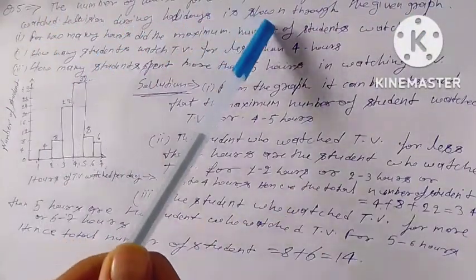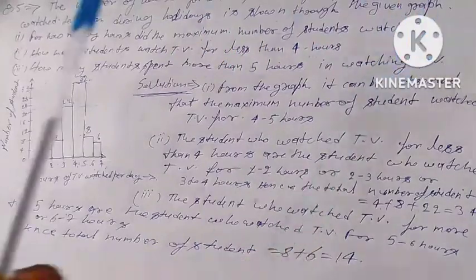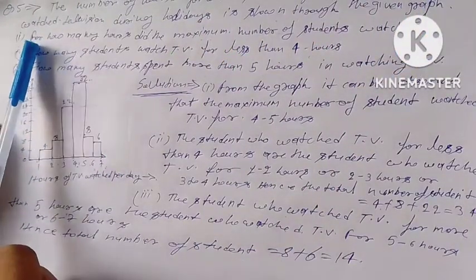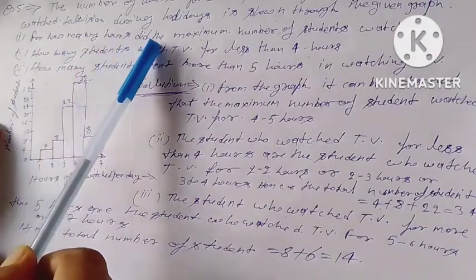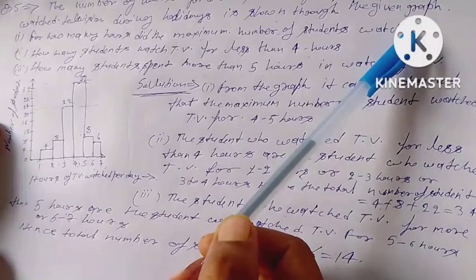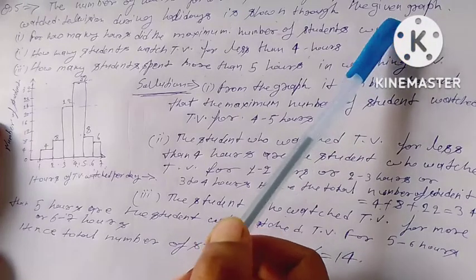Question: The number of hours for which students of a particular class watch television during the holidays is shown through the given graph. This is the given graph. First question: how many hours did the maximum number of students watch TV?